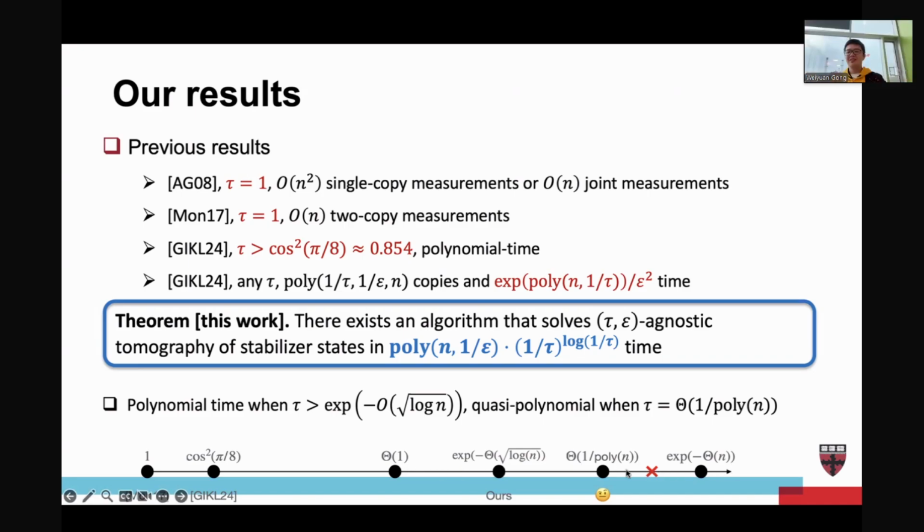Yeah. And we show there's an efficient algorithm before this point, to the left of this point. And later we will show that there's some lower bound for super inverse polynomial. And this actually leaves an open question for inverse polynomial, whether there's an efficient algorithm.